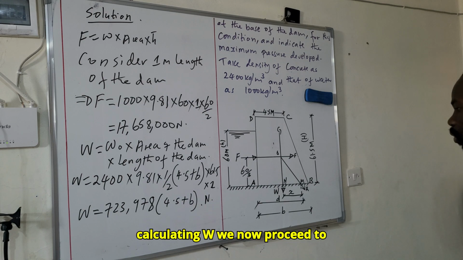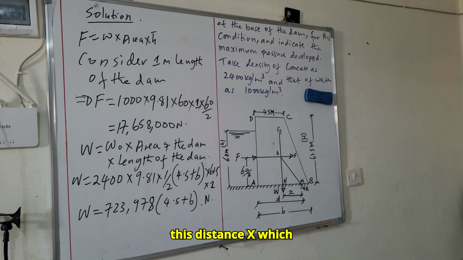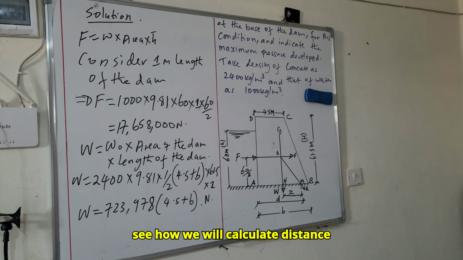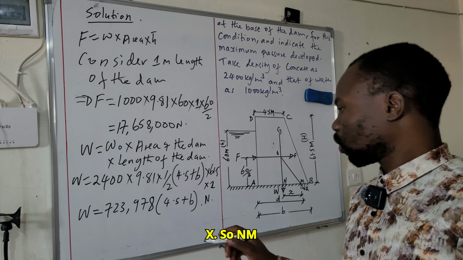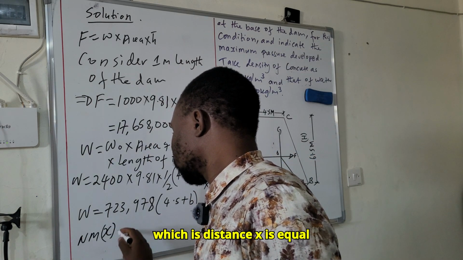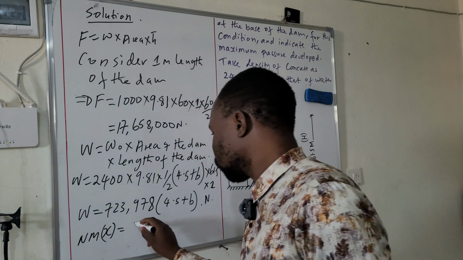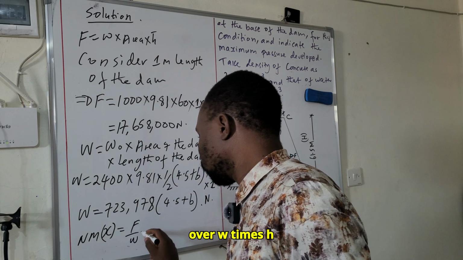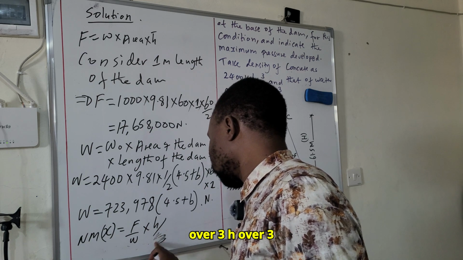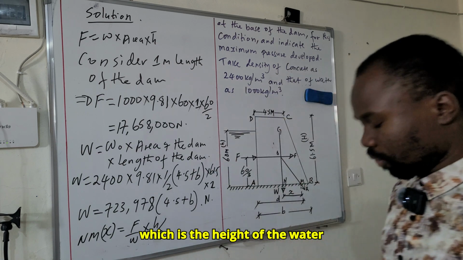After calculating W, we now proceed to this distance X, which is distance NM. So let's see how we will calculate distance X. So NM, which is distance X, is equal to, we already know the formula is F over W times H over 3. H over 3, small h, which is the height of the water.